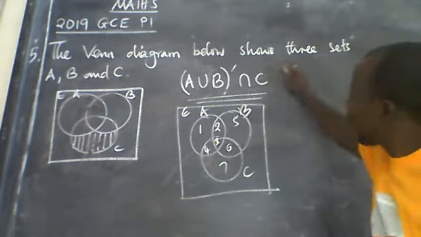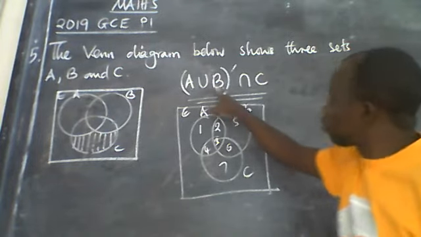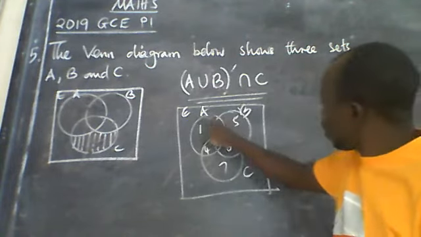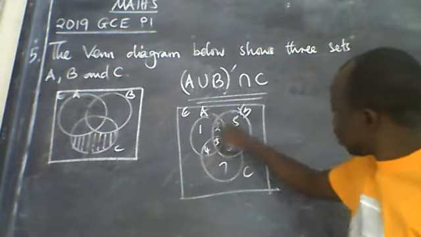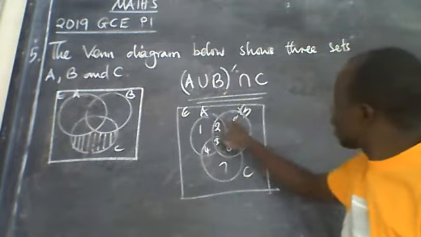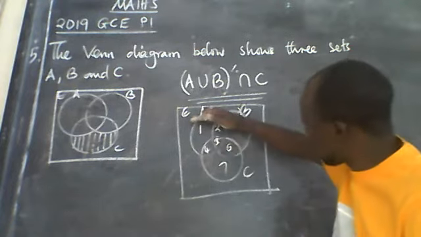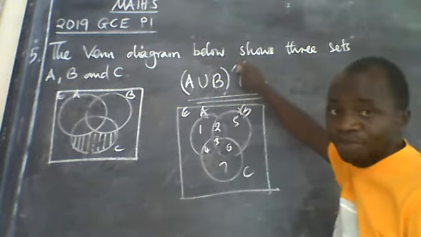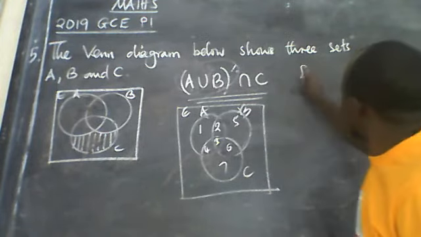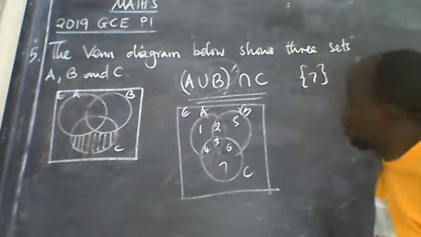Here I'm saying A union B, meaning I should combine. So my A union B will be this, this is A and this is B. Now they are saying complement, meaning everything outside A union B. So the set that will remain for this entire thing is just 7. I can write the 7 there.